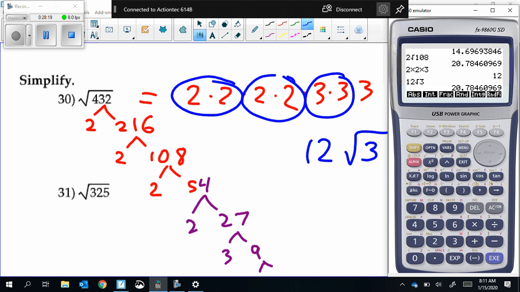Again, you save yourself all that work if you have an upgraded model of the calculator. Might be worth getting.